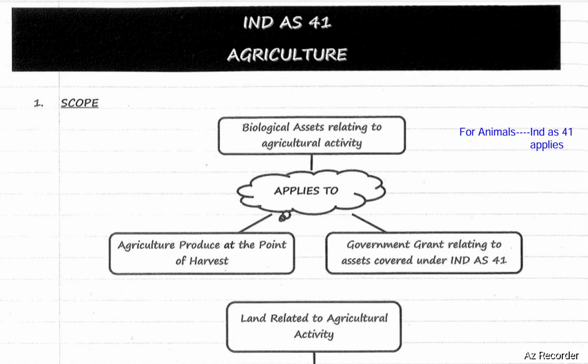Ind AS 41 Agriculture. Ind AS 41 is applicable to biological assets relating to agricultural activity, agricultural produce at the point of harvest, and government grant relating to assets covered under Ind AS 41. For animals, Ind AS 41 is applicable.